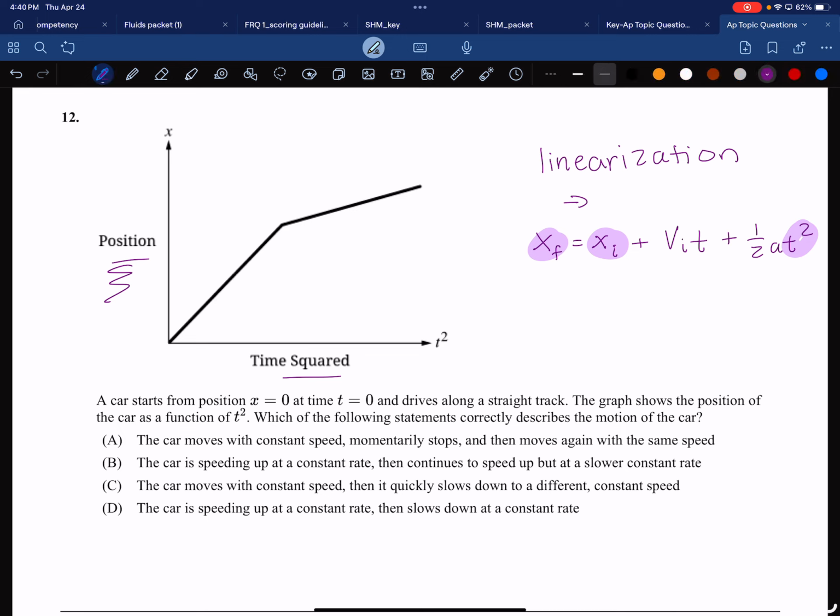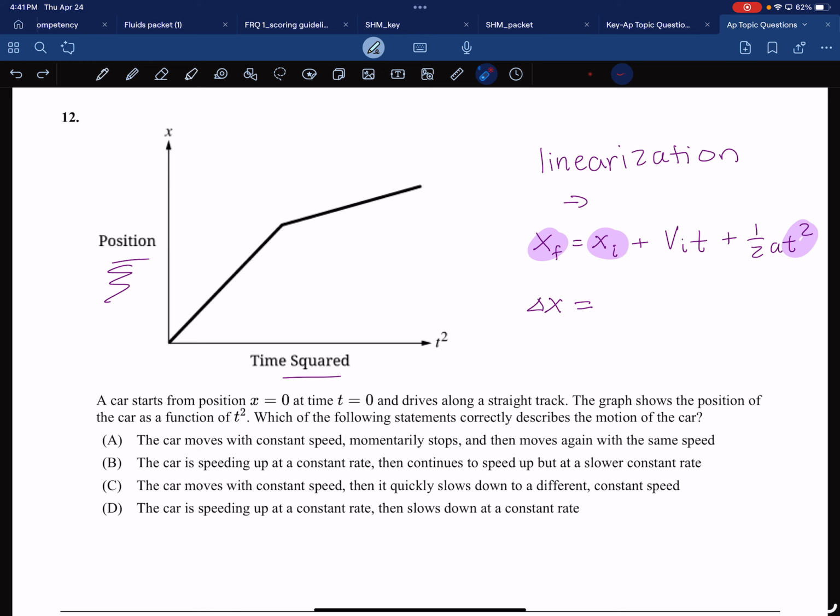And I'm going to say that my position is going to be just change in x. So I'm going to move x initial onto the other side. And I have velocity initial, which is going to be right over here. So at time 0, the car starts at x equals 0. The graph shows the position of the car as a function of time. Which one of the statements correctly describes the motion of the car?